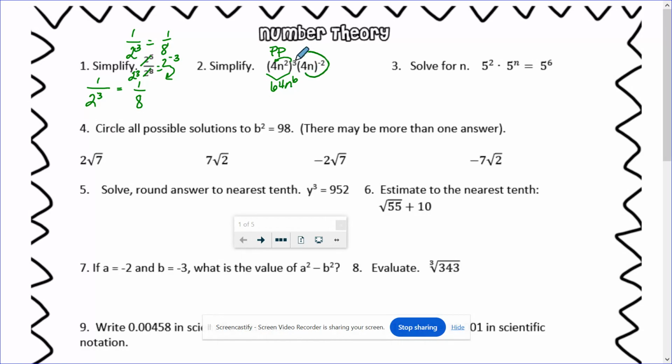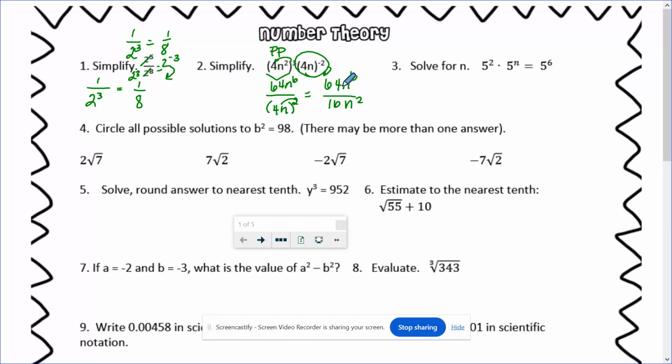Now for this quantity, because it's all being raised to a negative exponent, I'm going to move it all to the denominator exactly as it is, except for the exponent. I'm going to make that a positive 2. So once I drop this entire quantity down to the denominator, then the exponent becomes positive. So now I have 64 n to the 6th over 4 to the second power is 16 n to the second. And then I can reduce my 64 and my 16.